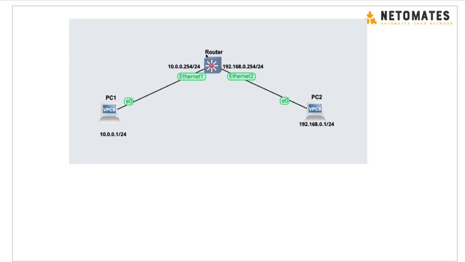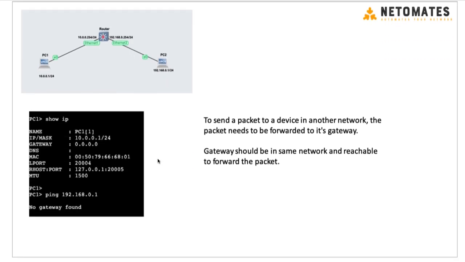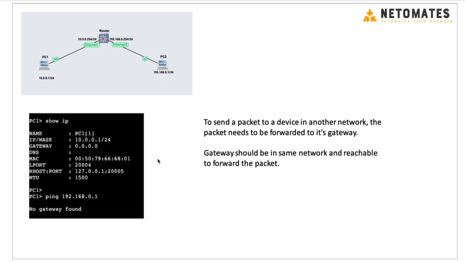In order to do that, routers should have IP addresses on them. Let's see. So in this topology, we have configured PC1 with the 10.0.0.1 IP. But if you see the gateway value, currently it is empty because we didn't configure any gateway.